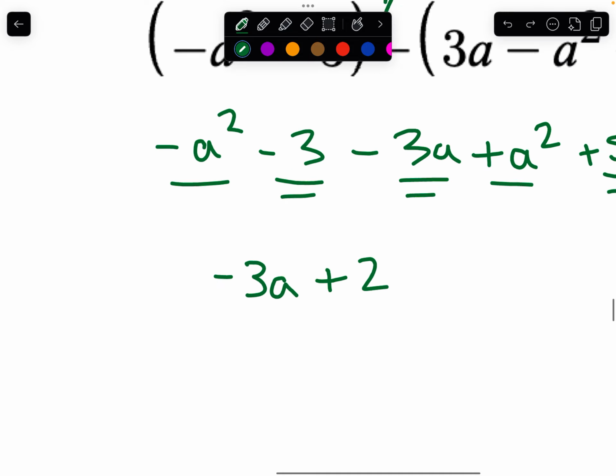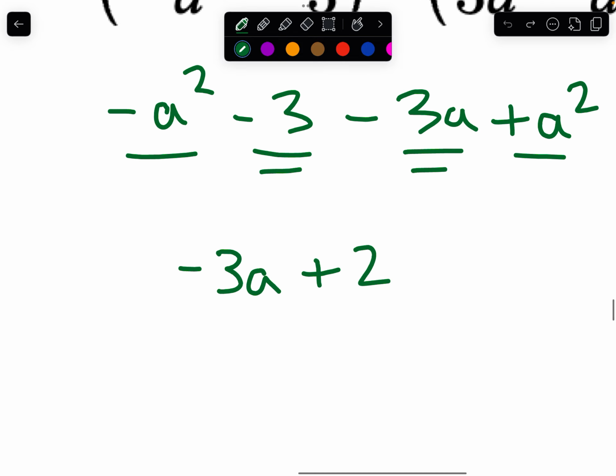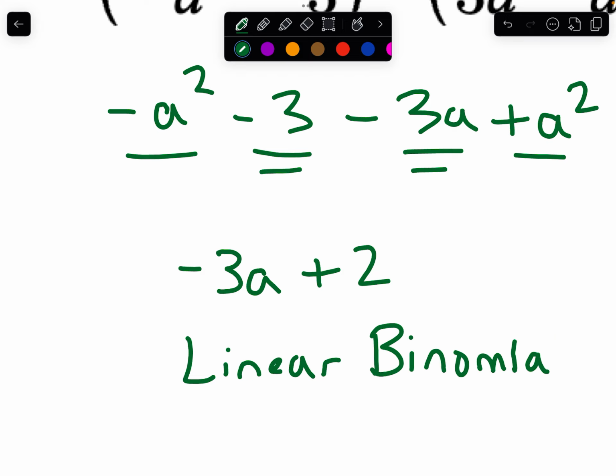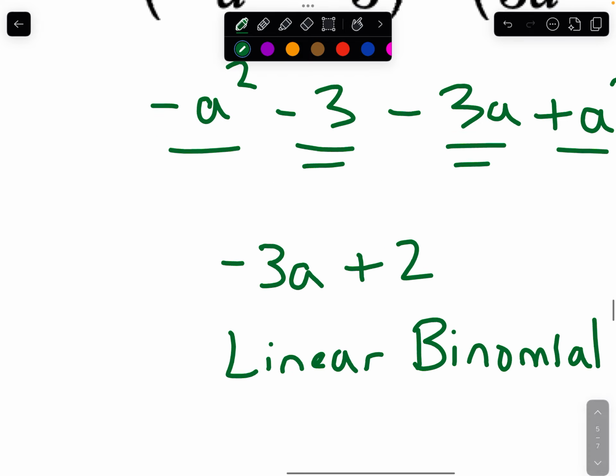Let's classify. The biggest exponent we have is a 1, and that makes this a linear polynomial. But even more specific than the word polynomial, once again, we've got 2 terms here. This is another example of a binomial. So here is a linear binomial, negative 3a plus 2.